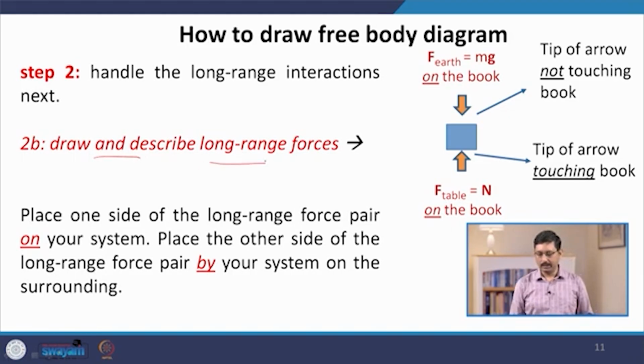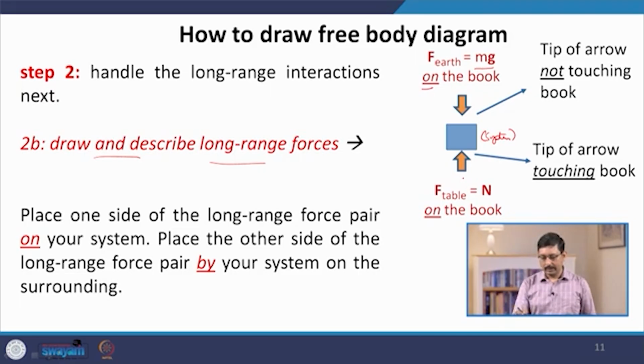So, again the rule is the same. This is our system, the book, and this force is the force F, which is acting on the book. In the common notation we usually denote it as mg, or the weight of the book. So, this is a force on the book. Note that I have also shown this for comparison with the contact force that we described just before.